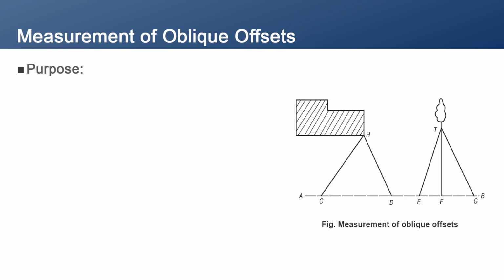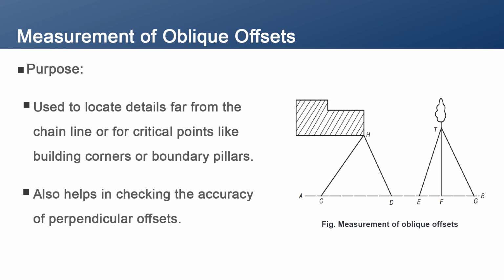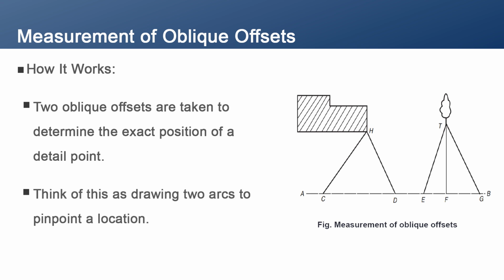Let us now talk about oblique offsets. This one is important when you need to locate details that are far from your chain line or when you are dealing with critical points like the corners of buildings or boundary pillars. So why are oblique offsets important? When you want to get the exact position of a detail point, you will take two oblique offsets. Think of it like drawing two arcs to pinpoint the location.